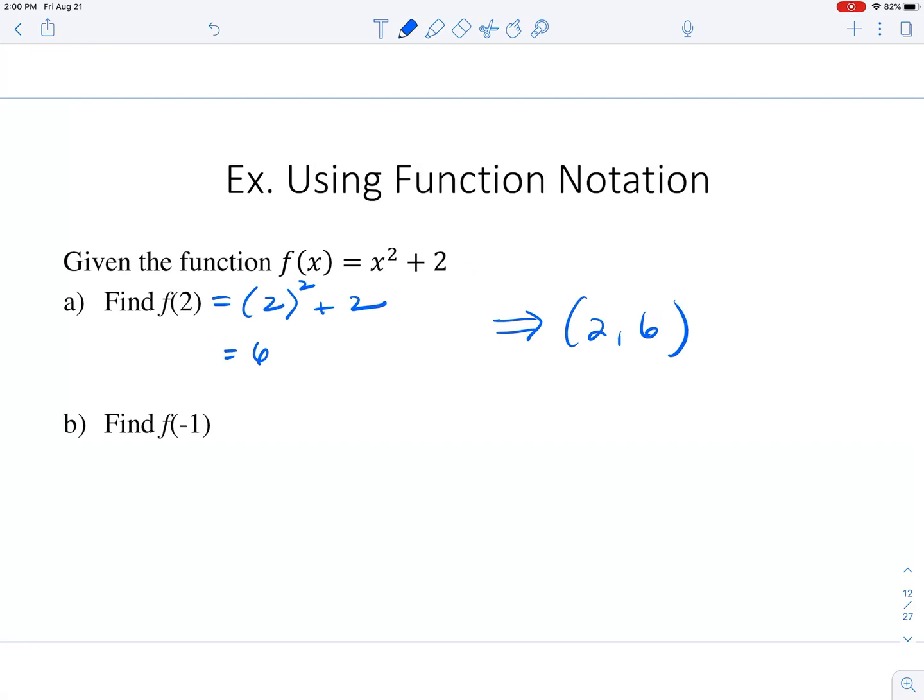Okay, and then if we want to find f of -1, we want to find the y-coordinate that goes with x equals -1. Again, make sure you use the parentheses when you substitute in. That ends up being 1 plus 2. Oh, why did I write 3? I was getting ahead of myself. 1 plus 2, which is 3. So another point that lies on the graph of f would be the point (-1, 3).